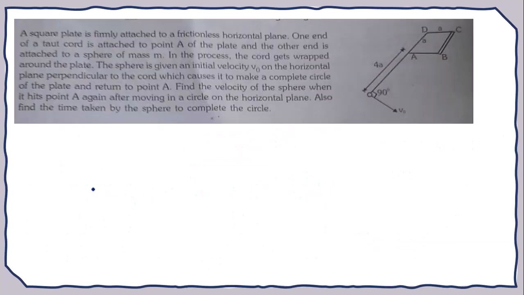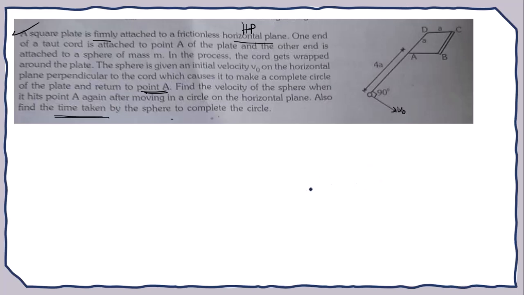Now moving on to the next question. There is a square plate which is firmly attached to a frictionless horizontal plane. There is a point from where I throw a particle with the speed v0. It performs circular motion, and ultimately it returns to the point A again. You are asked to calculate the velocity of the sphere when it reaches the point A again, and also the total time taken by the sphere to complete the circle. The entire thing is happening on a horizontal plane, so no effect of gravity.